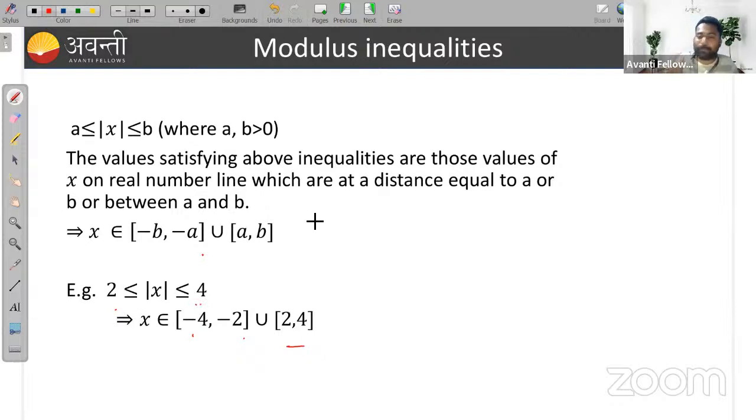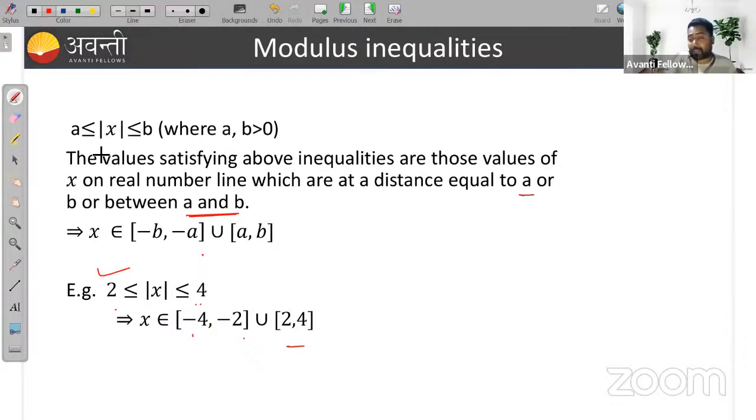Right? The values satisfying the above inequalities are those values of x on the real number line which are at a distance equal to or equal to a or b, or in between a and b. No need to go there. Just remember these things. It will be helpful.